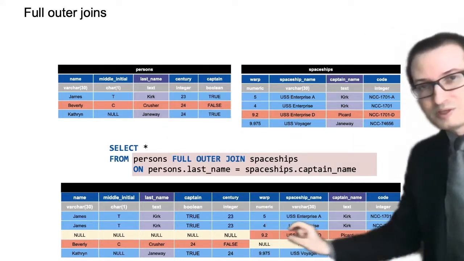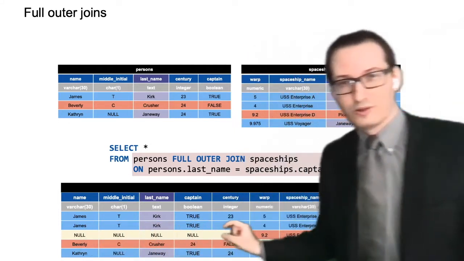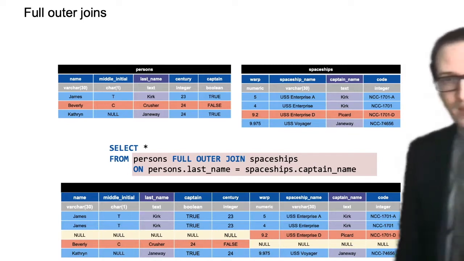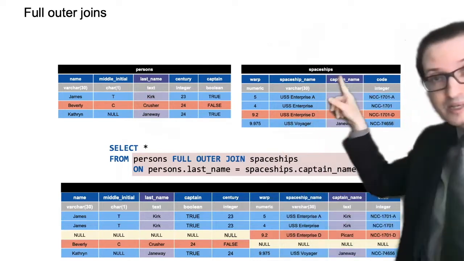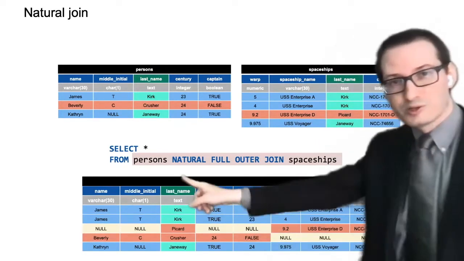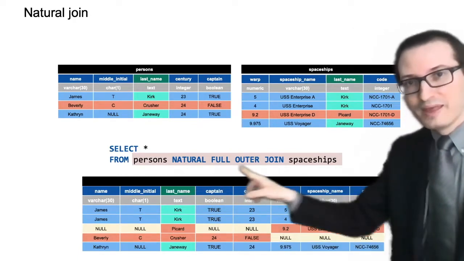So right here, what happens is that we have the ship, but we don't have anything right there. It's all null, right? So this is what a join is going to do. And in many cases, the name of that column is the same as the name of that column. That's called a natural join.